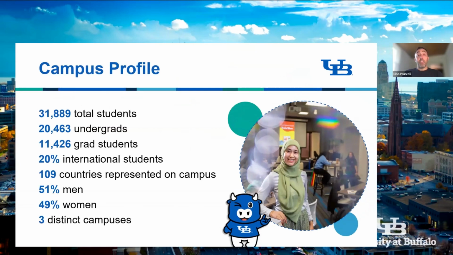As a research institution, we know it's important to find a place that feels like the best match for your interests and goals. Here's a glimpse of what the UB student body looks like, and your students will be in good company here. UB has 3 distinct campuses: our North Campus, South Campus, and Downtown Medical Campus, and I'll show you those in a second here.